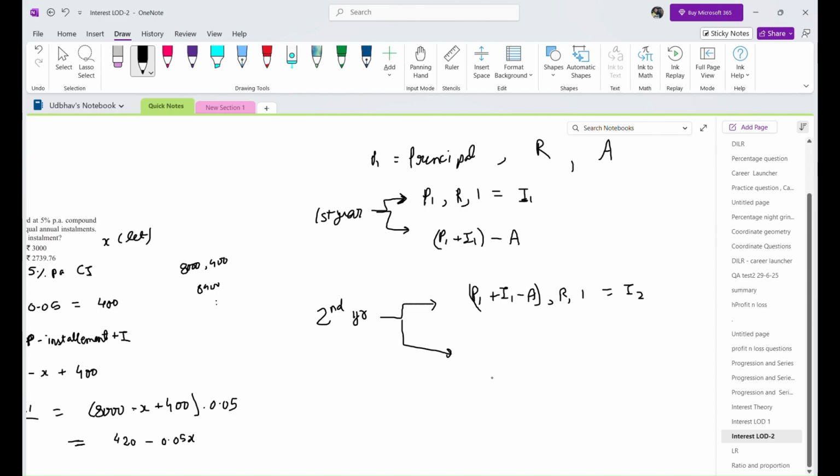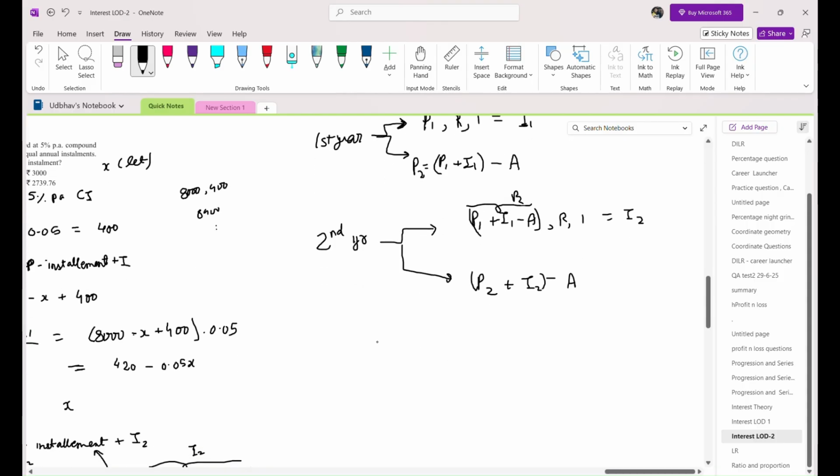And at the end of the year, what will be the amount then? Let's say this comes out to be P2. So what will be the total sum at the end of the second year? That will be P2 plus the interest of the second year, and again we'll minus the installment. Can you see this is the same: P1 plus I1, the principal of the first year plus the accumulated interest at the end of first year, minus the installment. Again principal of second year plus interest of second year minus the annual installment, and then again for the third year.